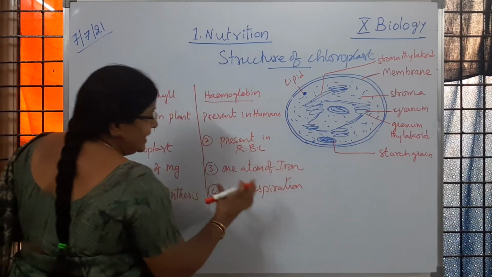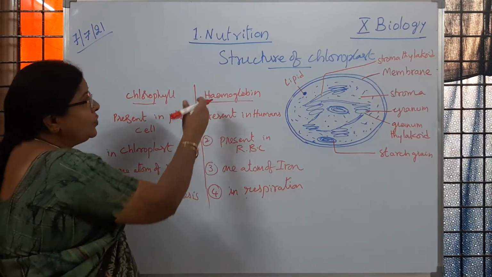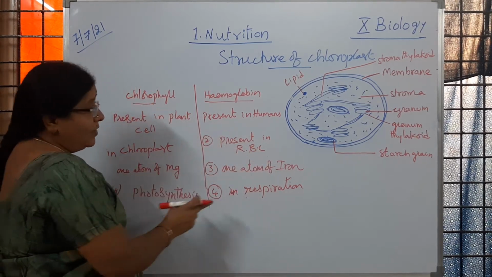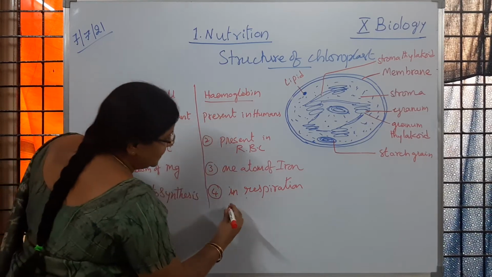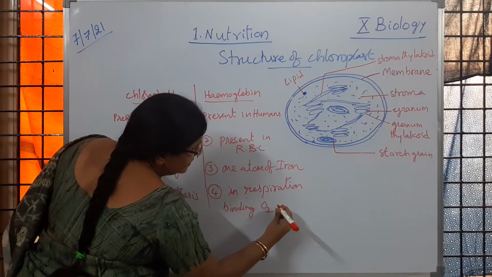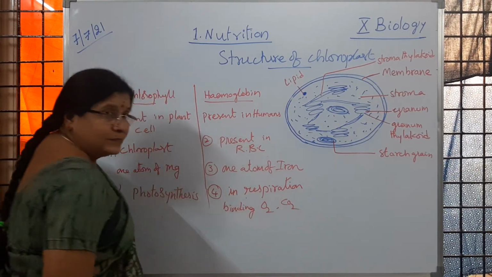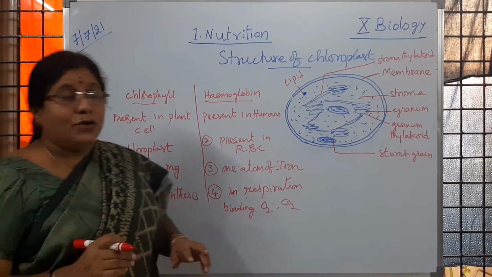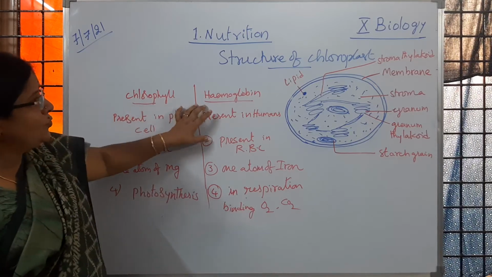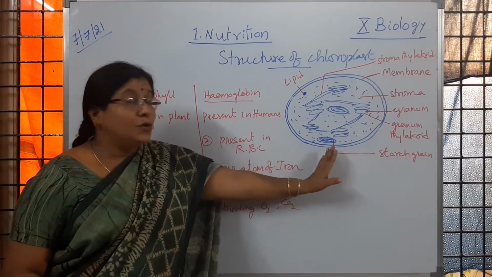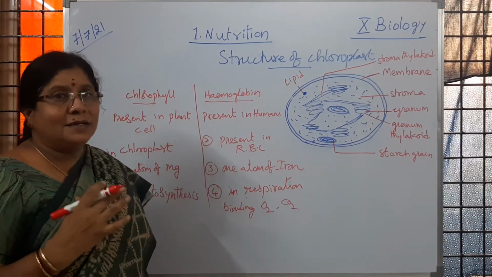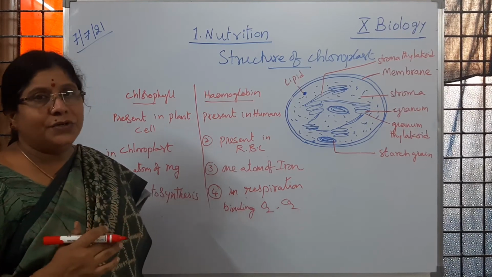So what does it mean? Hemoglobin is present in the red blood cells, RBC. What is its function? Hemoglobin helps in carrying, or binding, oxygen as well as carbon dioxide. Both are bound. Okay. So in that way you learned about the differences between chlorophyll and hemoglobin, and the structure of the chloroplast. In tomorrow's lesson we will learn about the mechanism of photosynthesis, how it happens.